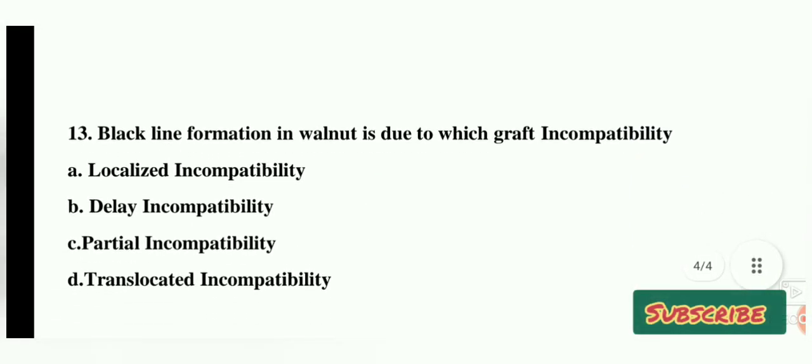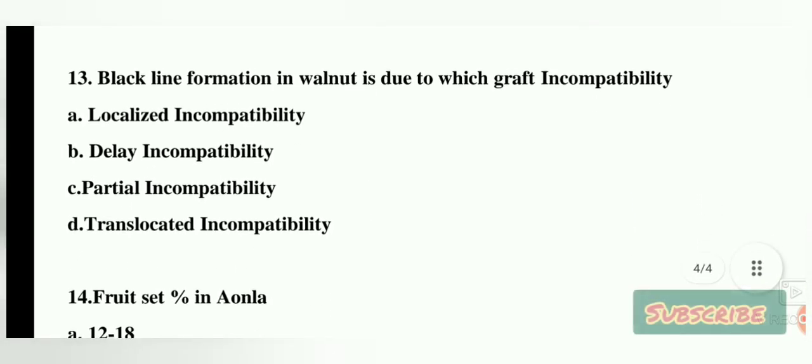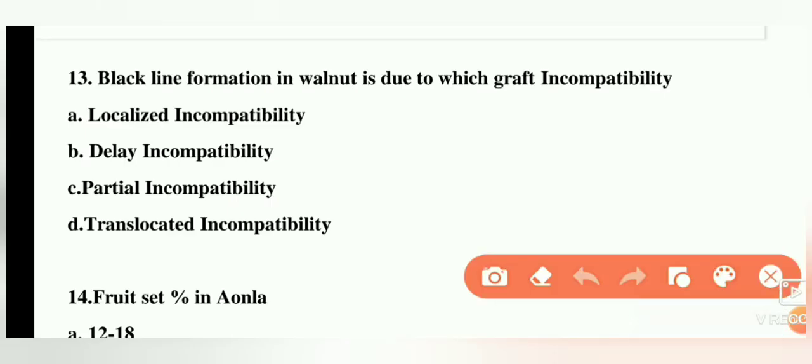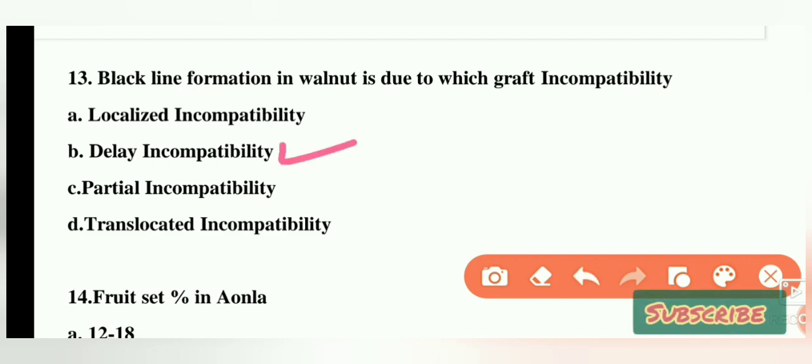Then next question, question number 13. Black line formation in walnut is due to which graft incompatibility? Here the right answer is delayed incompatibility. And this black line formation is due to virus infection.